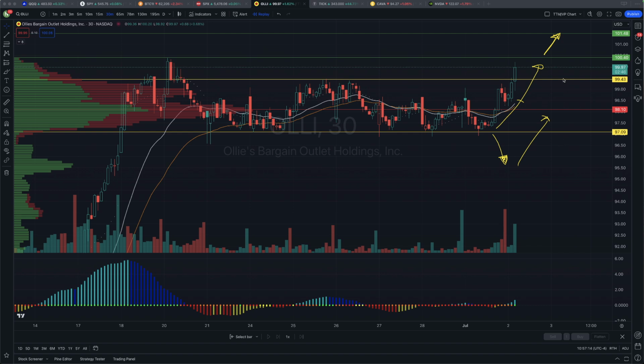The best piece of advice I can provide is, once you've created a plan, follow that plan to the letter, right? Take profits or cut the trade. Otherwise, just let the trade work.